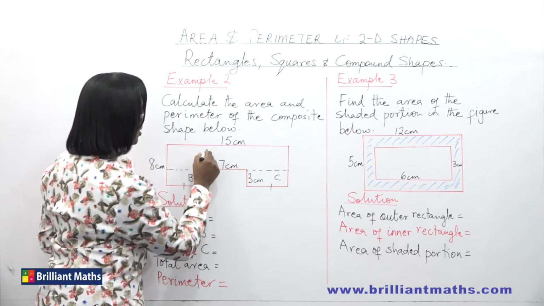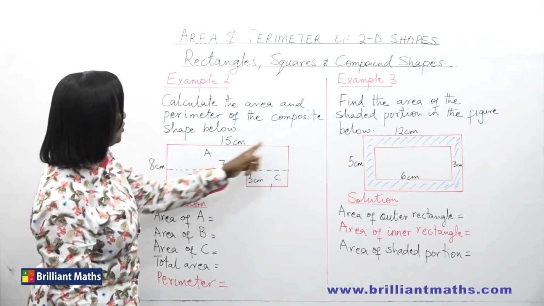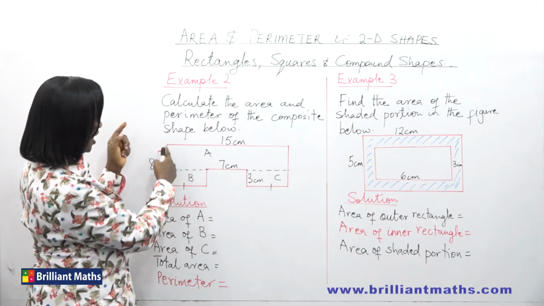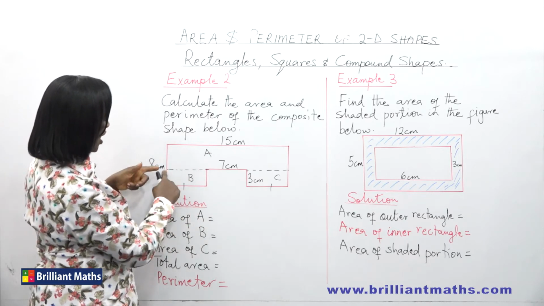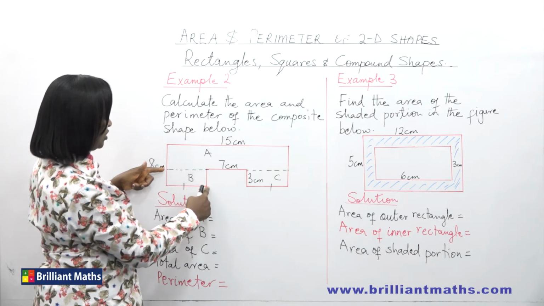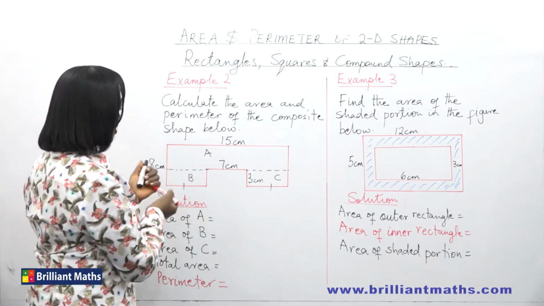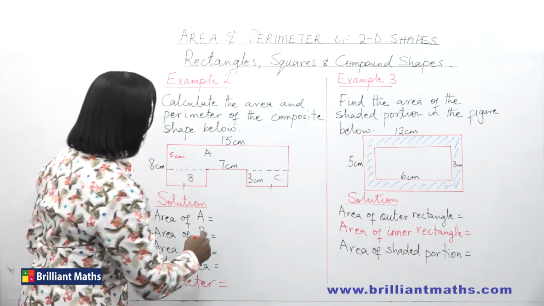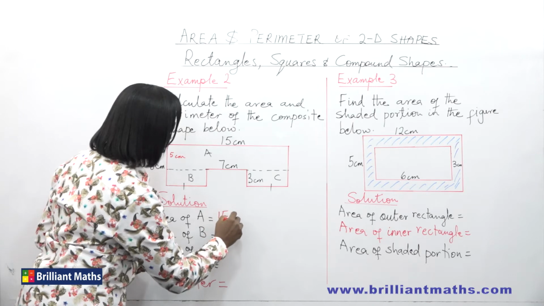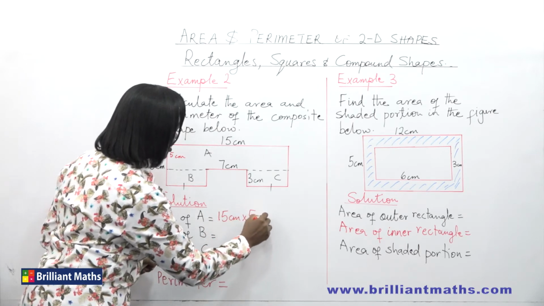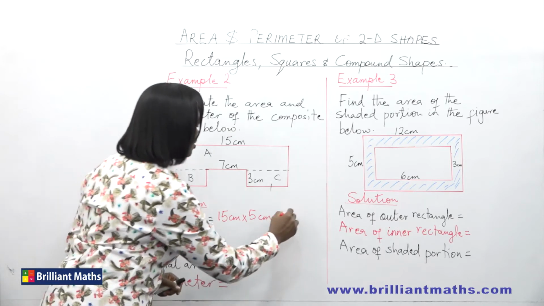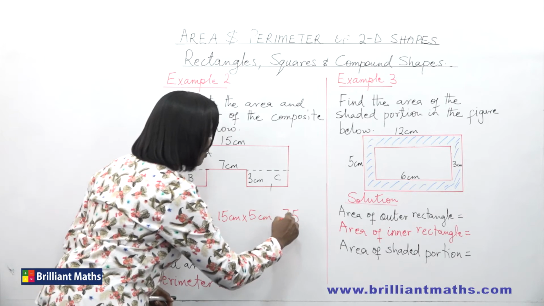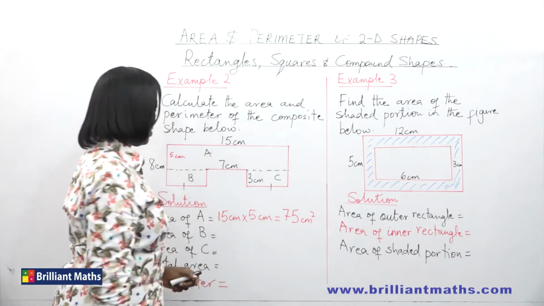What are the dimensions of rectangle A? A is 15 by 8 minus 3. Because the entire length is 8, but if it stops here, from here to here is 3 centimeters. So 8 minus 3 is 5 centimeters. So the area of A is 15 centimeters times 5 centimeters. 5 times 5 is 25. We carry 2. 5 times 1 is 5 plus 2, 75 centimeters squared.